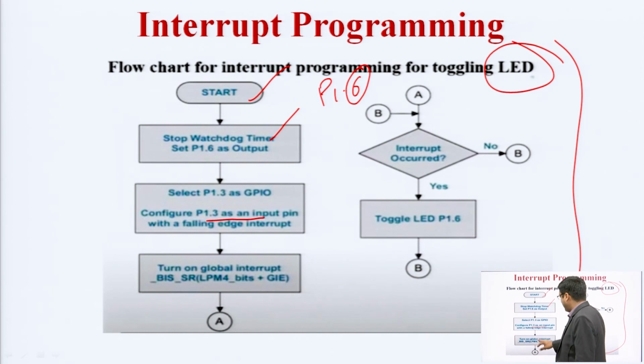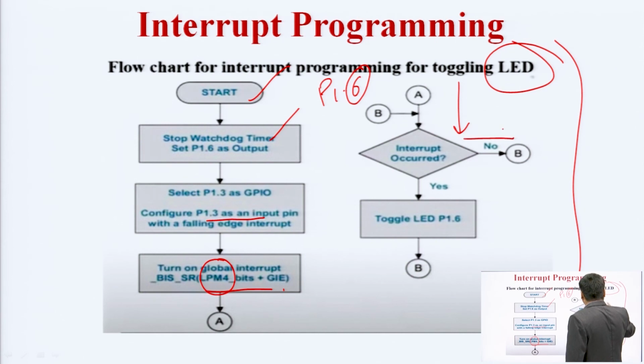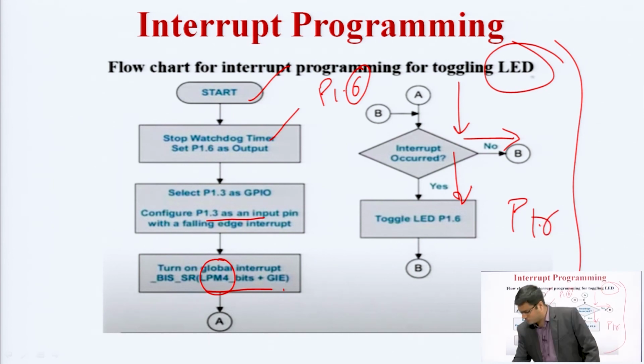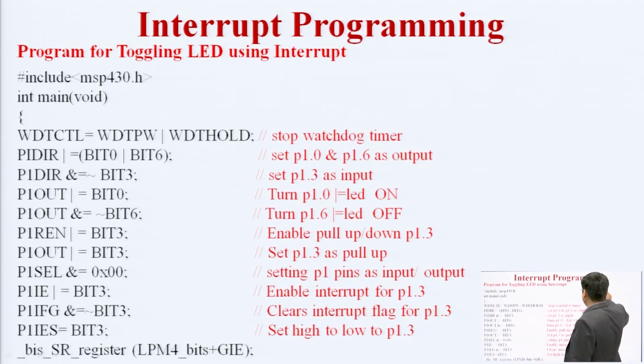After that, we have to enable the global interrupt. We will work on the LPM. LPM4 is the low power mode bits, and after that we will check if an interrupt occurred. If not, then okay. If an interrupt occurs, then we will toggle the LED at P1.6. This is the flow chart, and this is the program associated with it.